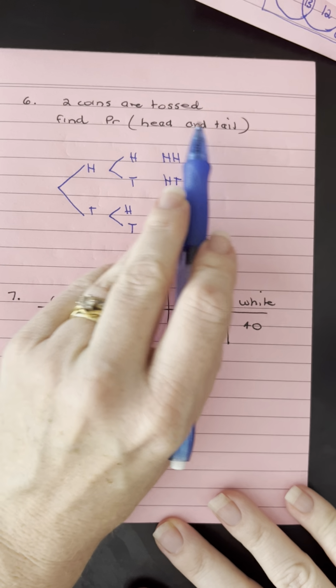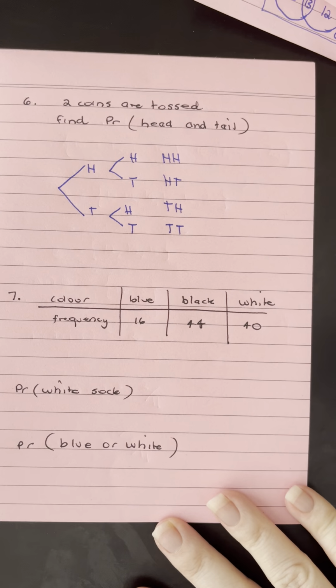We want the probability of a head and a tail. Now they haven't specified it has to be in that order. So I get a head and a tail here, and I've got a head and a tail there, which is 2 out of 4, which simplifies to 1/2.